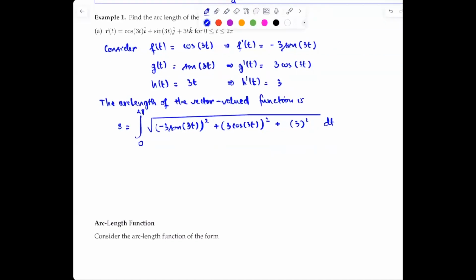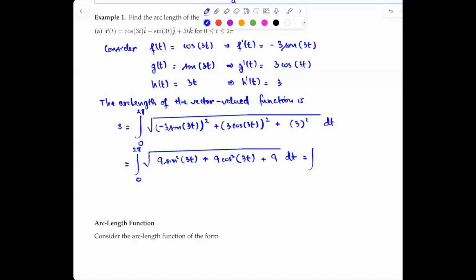All right, so the integrand should be an easy calculation, I hope. So you have the integral from 0 to 2 pi of the square root of 9 times sine square of 3t plus 9 times cosine square of 3t plus 9 dt. And you can see 9 is a common factor in the first two terms, and therefore sine square plus cosine square become 1.